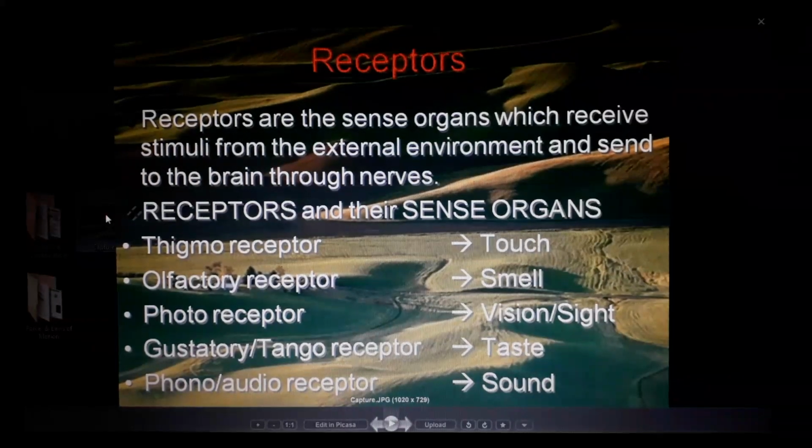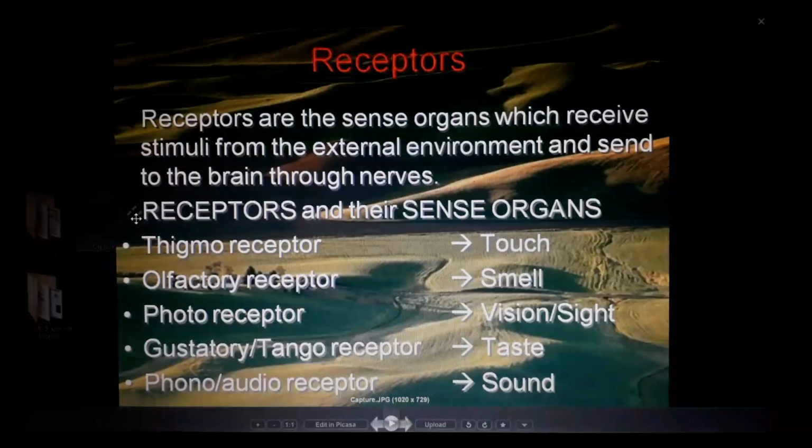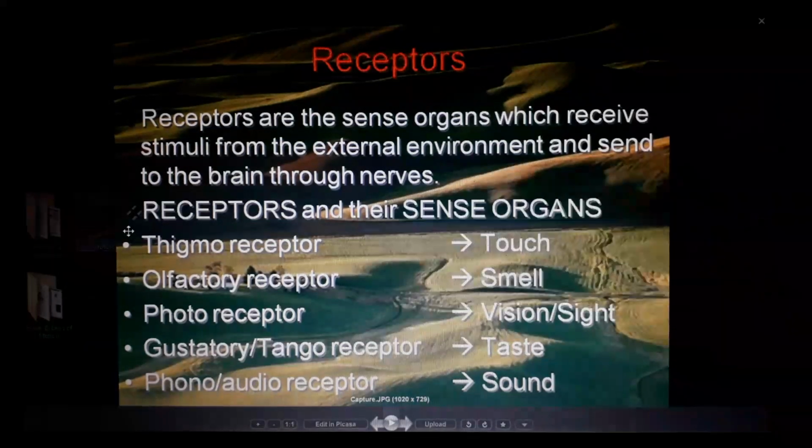Why am I telling this? I already told that there are three types of nerves. Sensory, motor, and that we will discuss later. But let's see receptors and their sense organs. This is important, okay? Receptors are the sense organs which receive stimuli from the external environment and send it to the brain through nerves. So whatever is happening outside our human body, those signals are being taken by these receptors.